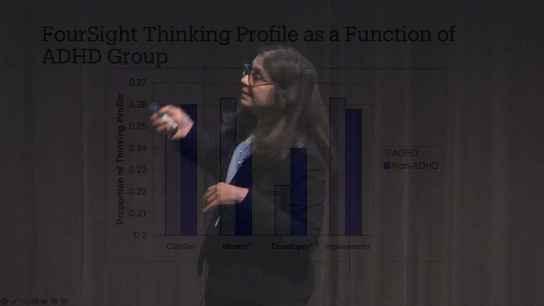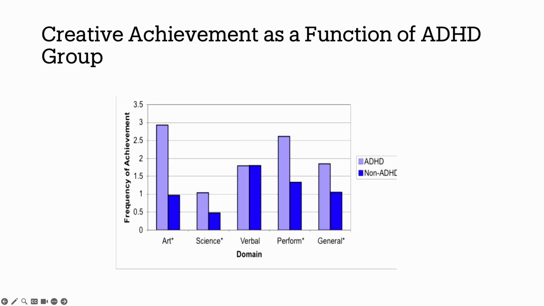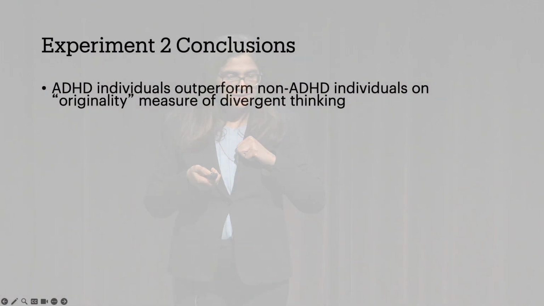On the Foresight Thinking Profile, as you can see, you were absolutely right. The ADHDs did better on the ideation measure, and the non-ADHDs reported having a thinking profile that was more developer-like. All right, and then creative achievement. It turns out that ADHDs actually showed greater creative achievements than non-ADHDs in art, in science, in performance, and in general overall. So ADHDs not only do better on laboratory measures, but they report that they've been more successful in creative endeavors than non-ADHDs.